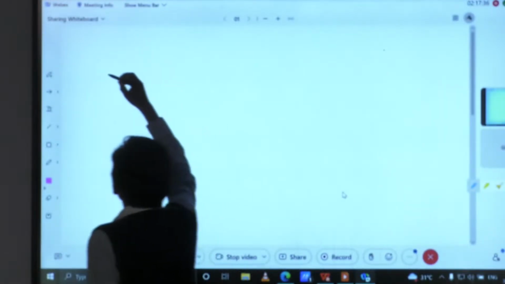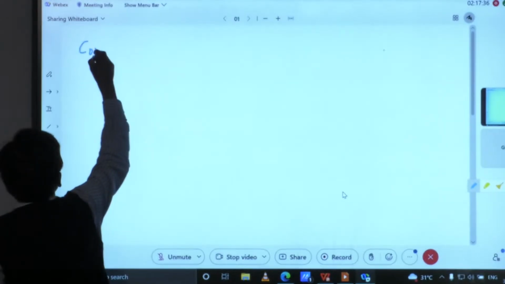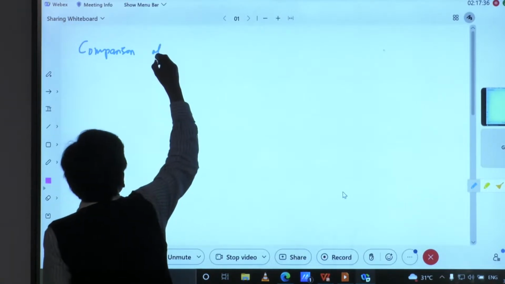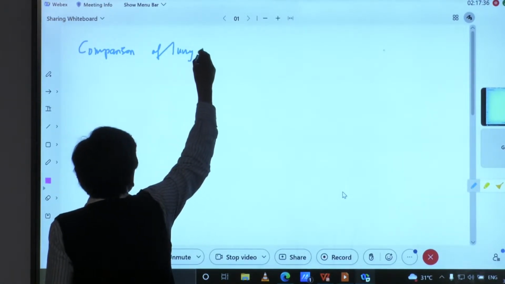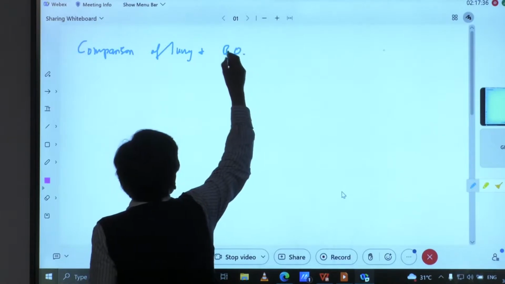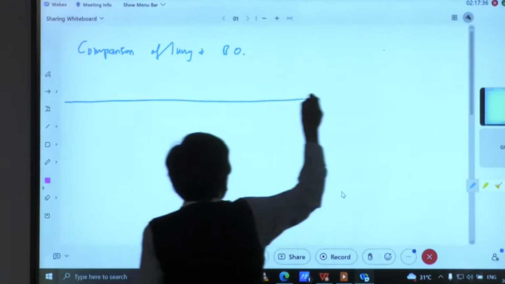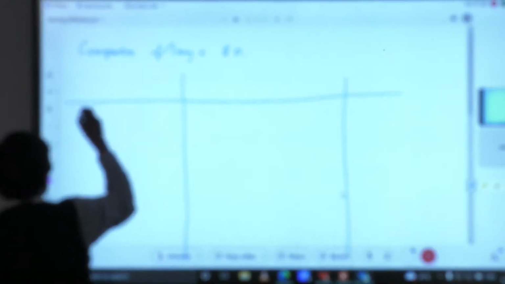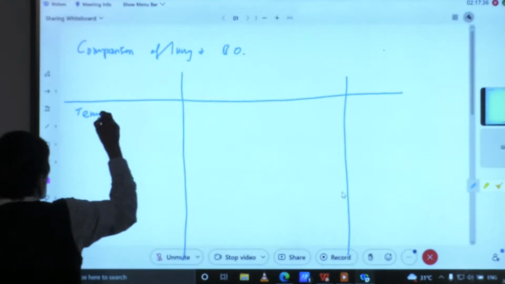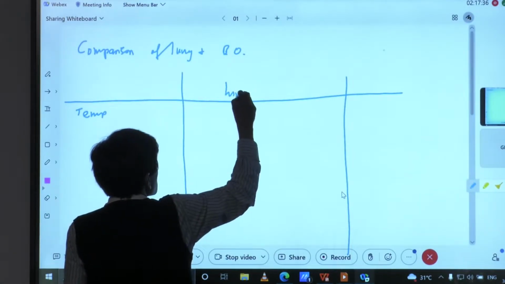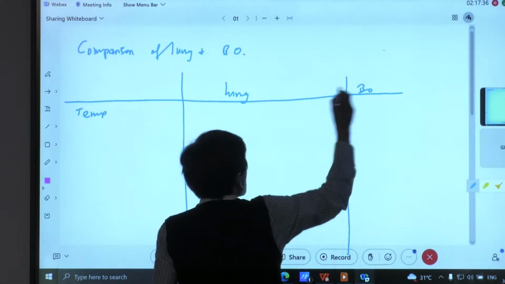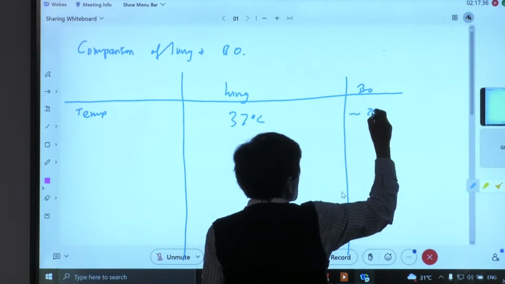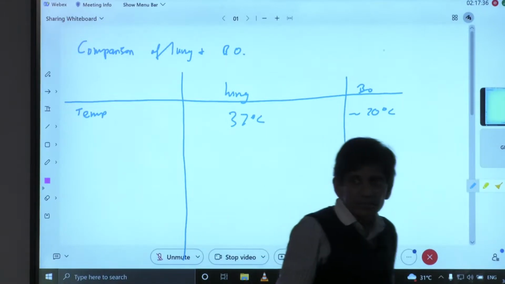Okay. So comparison of lung and blood oxygenator. Okay, so maybe we do it this way. So here's what we're going to worry about. So temperature. Here is the lung, and here's a blood oxygenator. So lung, let's just say 37 degrees Celsius. Blood oxygenator, I don't know, 20 degrees Celsius maybe, whatever room temperature is, okay?